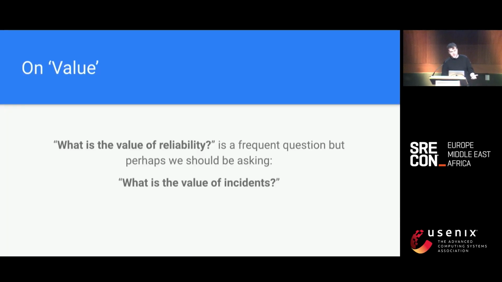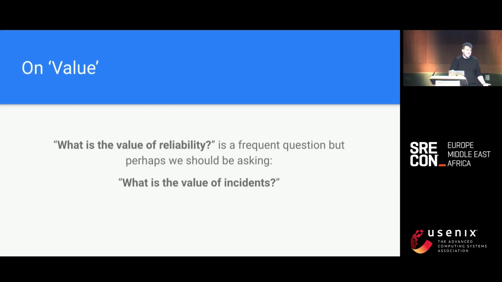So a final thought to pull all this together is the question that is bandied about a lot in the industry: what is the value of reliability? And that's a very complicated question, frequently asked, and whether it's in the context of platform engineering or SRE or even security and beyond. But perhaps the question we should be asking is, like, what is the value of incidents? Because the value of incidents is objective, it's real. It definitely happened on the 14th of a month. X thousand users were unable to do something.